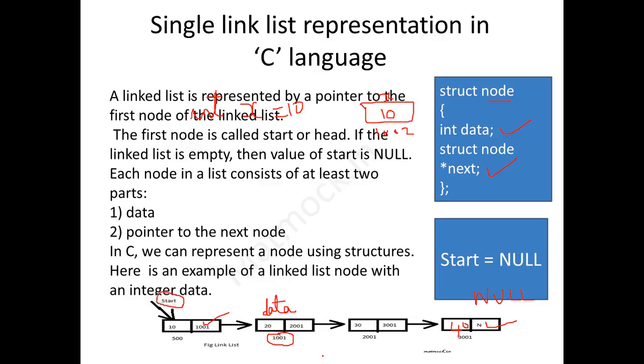So how to represent a single linked list using C language? By creating a structure whose name I have given here as node. It will contain two parts. The first part is for the data, like here in the diagram 10, 20, 30 and 40. These are data, represented by the data part. Second is a pointer called next. It will store the address of the next node. That we have already discussed.